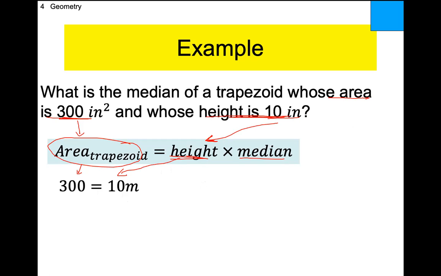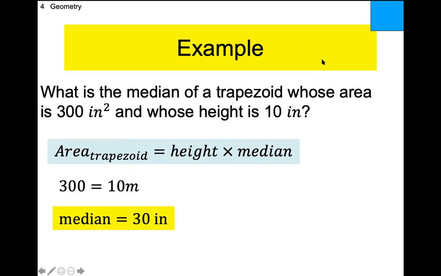Okay, so wouldn't you just divide both sides by 10? Yes. Therefore, the median's 30 inches. And that is pretty darn simple. Now, you couldn't have done that unless you knew this formula, obviously. Well, now you do know that formula.